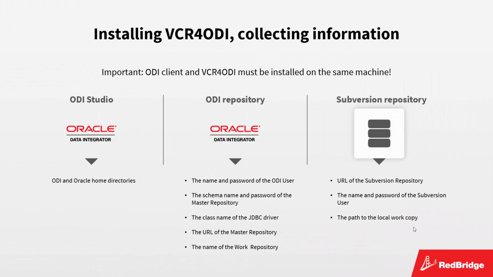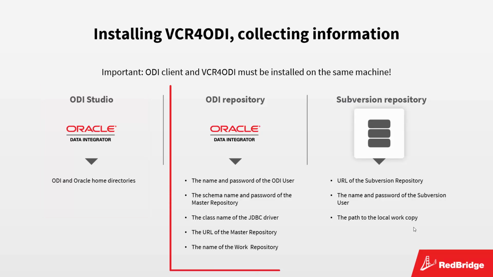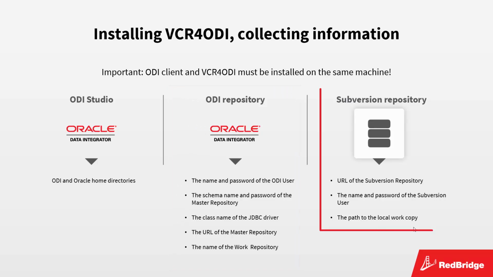Before starting the installation procedure, we recommend you to collect the following information: the location of the ODI Home and Oracle Home directories. Next, for the connection with the ODI repository, you will need the name and password of the ODI user and the schema name and password for the master repository. You will also need the class name of the JDBC driver, the URL for the master repository, and the name of the work repository. To connect to Subversion, you will need the URL of the Subversion repository, the username and password of the Subversion user, and the path to your local working copy.